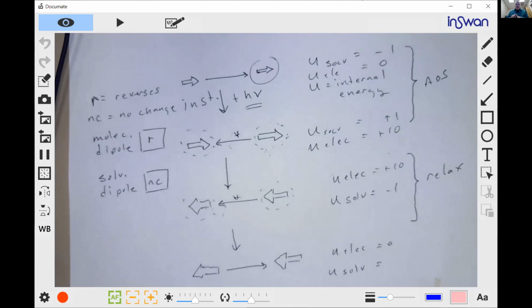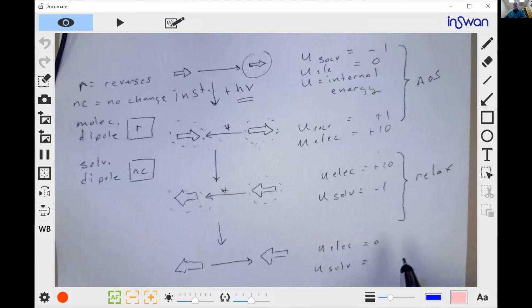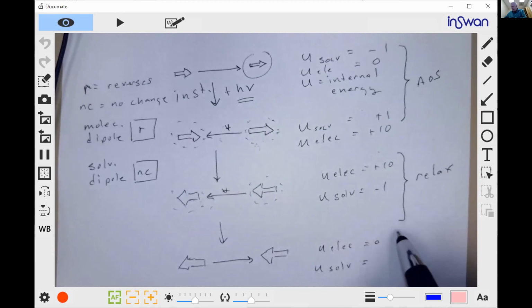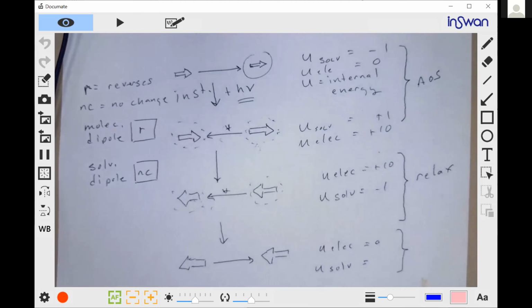So, Gianluca, Dylan, Mina, Casey, Solomon, Page, and Van, it is up to you to tell me what the solvation energy is now in this state. Is it plus one? Who said that? Gianluca? No, wait, who said that? Mina?